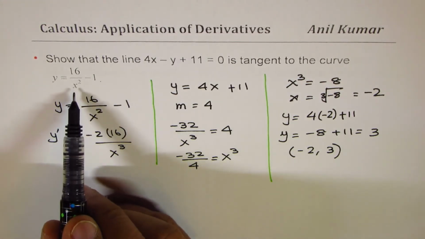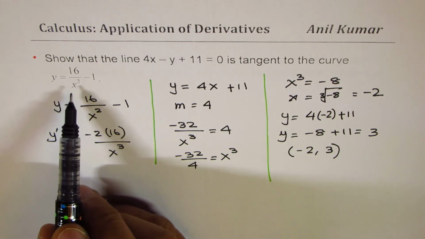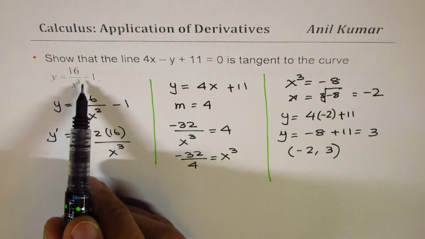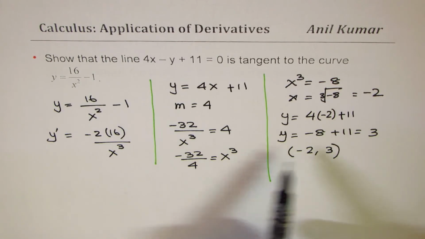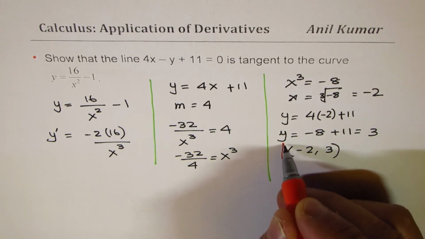So we can actually check from here also. If I write minus 2 for x, I do get the square as 4. 4 minus 1 is 3. That works. So that is a common point between both these lines. Okay, so this is correct. So we made a check. This is perfectly fine.